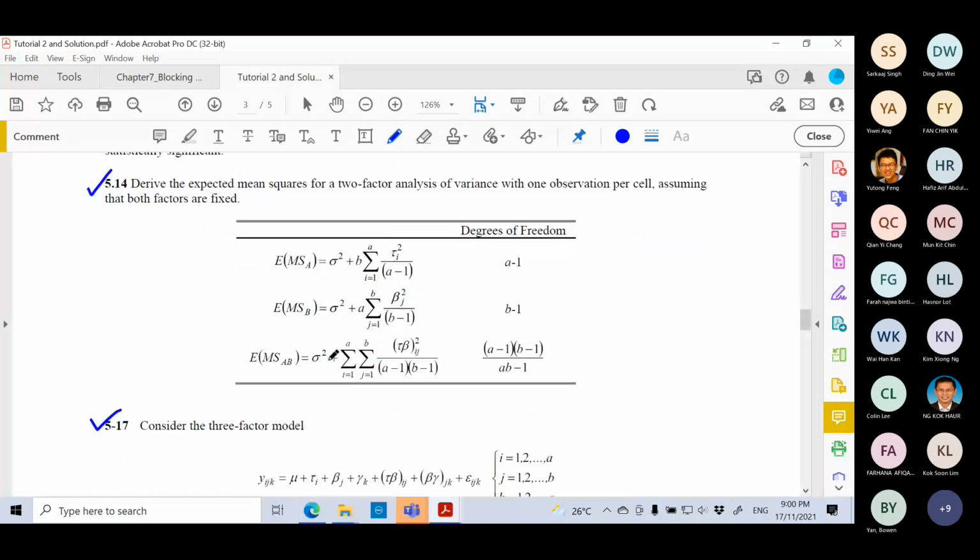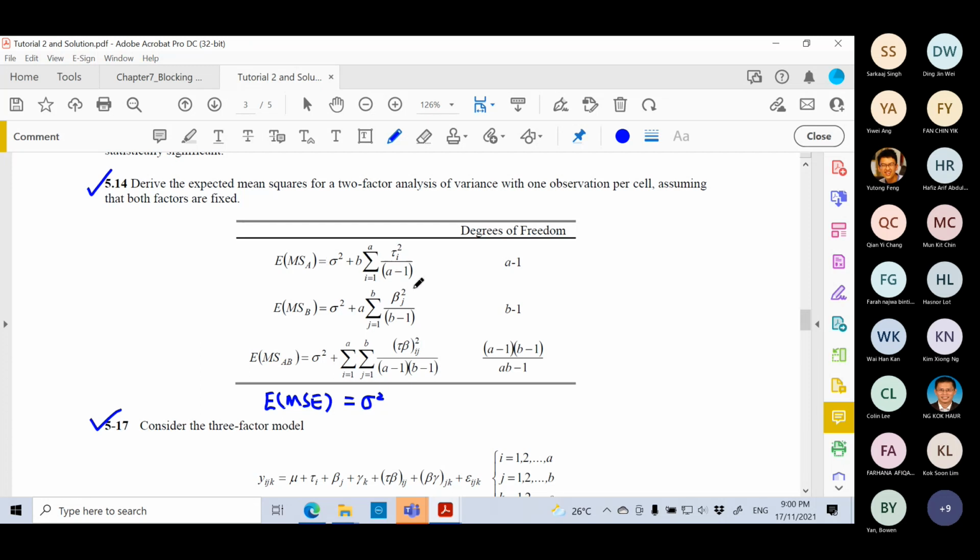Why I show this to you is because the expected value of the MSE is equal to sigma square. This one I think I have mentioned to you. The expected values for MSA, MSB, MSC always have sigma square plus another component. If you're talking about factor B, they have a beta B square. If you're talking about AB, you have a tau beta square.